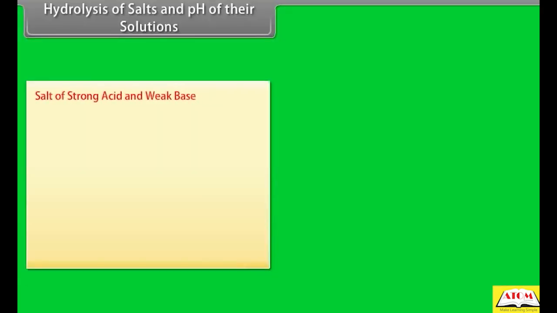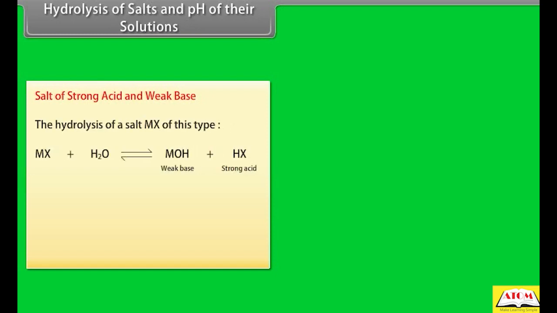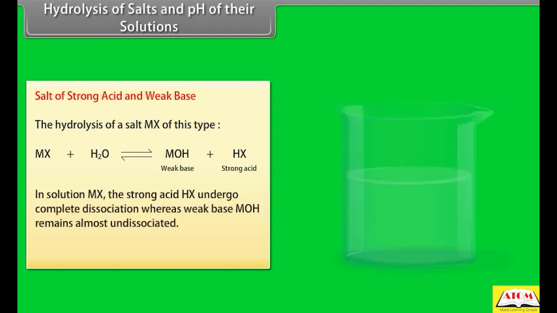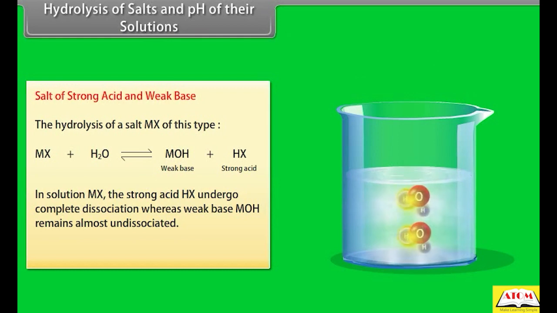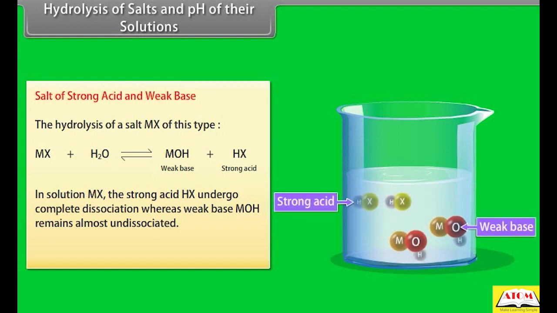Salt of strong acid and weak base. The hydrolysis of a salt MX of this type. In solution MX, the strong acid HX undergoes complete dissociation, whereas the weak base MOH remains almost undissociated. The pH of the solution of this type is less than 7.